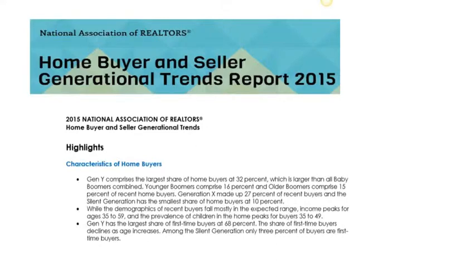Check this out. So I pulled this up. The 2015 National Association of Realtors says Gen Y comprises the largest share of home buyers at 32%, which is larger than all baby boomers combined. Younger boomers comprise 16%. So Gen Y is those people that are 16 to 26, 16 to 24, somewhere in there. It's a big portion of who's buying homes. So it's just how they are communicating, all right?